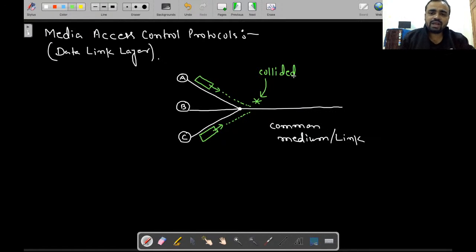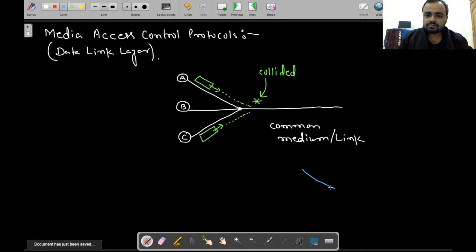So here, what we are trying to understand from this particular concept is that two different nodes, or more than two nodes, are trying to access the common medium. If you are sending your data packet to the common medium, it means you are accessing this medium.